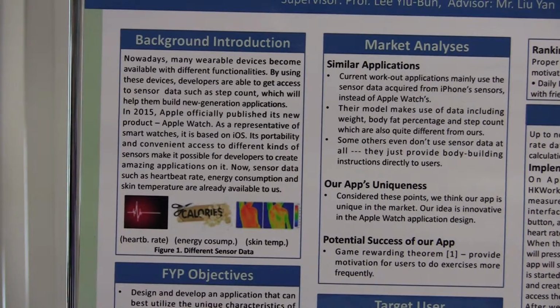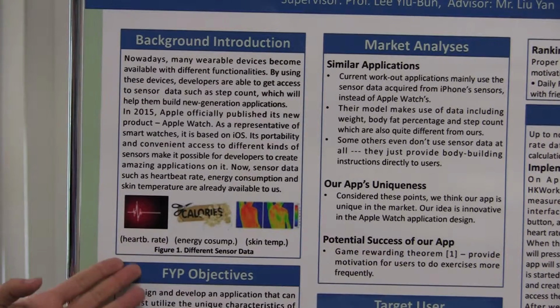As a representative of these smartwatches, Apple Watch is based on its iOS system, and it also provides many advantages. First, it is very portable, so users can wear it conveniently when they are doing sports, and it also provides many types of sensor data, such as heartbeat rate and skin temperature.